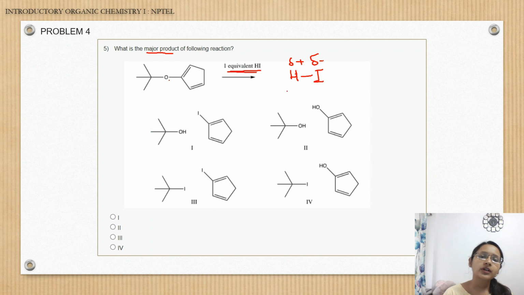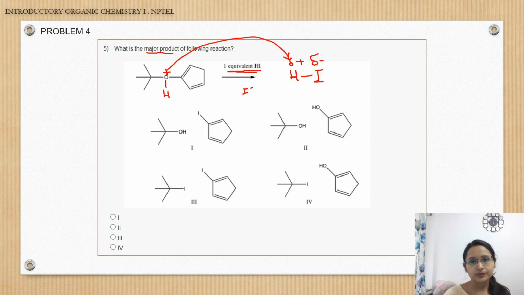So now what will happen? This oxygen has a lone pair of electrons, right? So it will take up this proton. Iodide, in turn, will attack as a nucleophile in the system. So after taking up this proton, this is protonated, right? Then I minus has to attack.